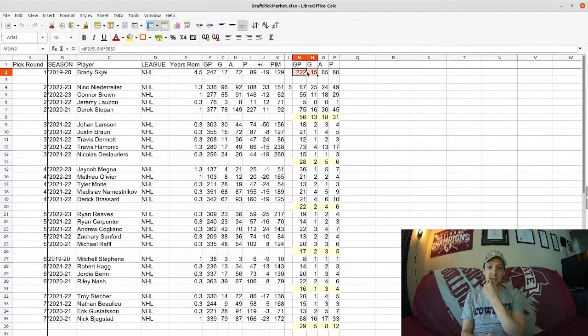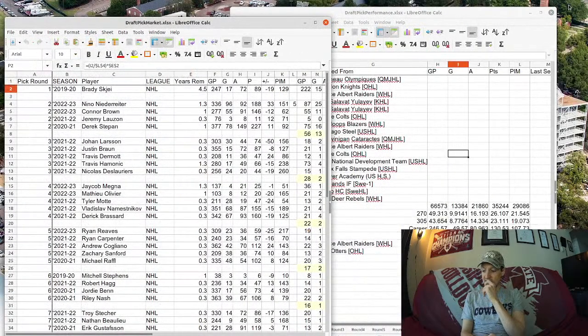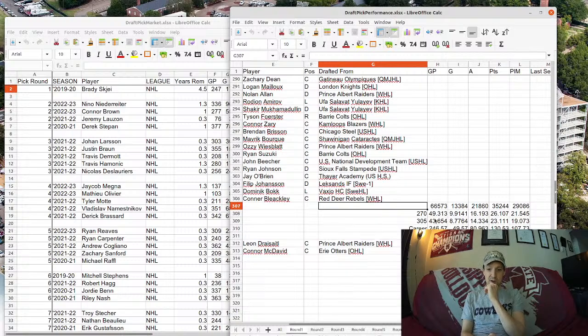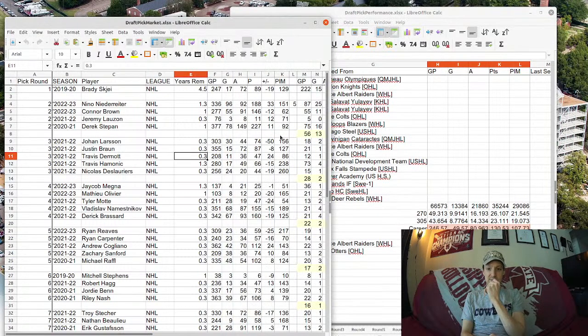And his expected value would be 222 games played, 15 goals, 65 assists, 80 points. And then, like we were saying yesterday, if you contrast that with the career value of a first round pick, it's pretty darn close. So games is basically the same.